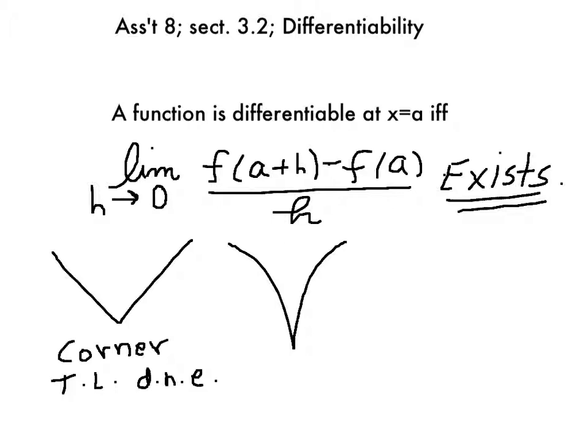We have a different expression for the tangent line depending upon whether we come at this point here from the right or from the left. This cusp is not differentiable at the point because the tangent line is vertical, and since the tangent line is vertical, the slope of the tangent line does not exist, and therefore the function is not differentiable.